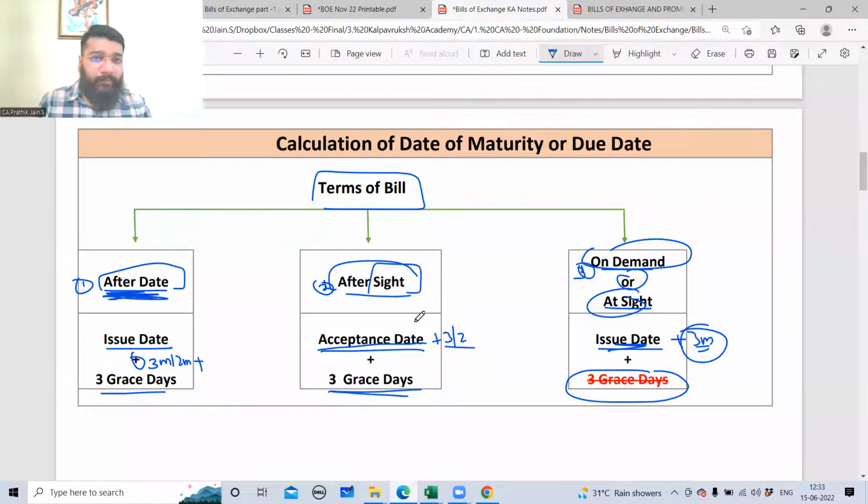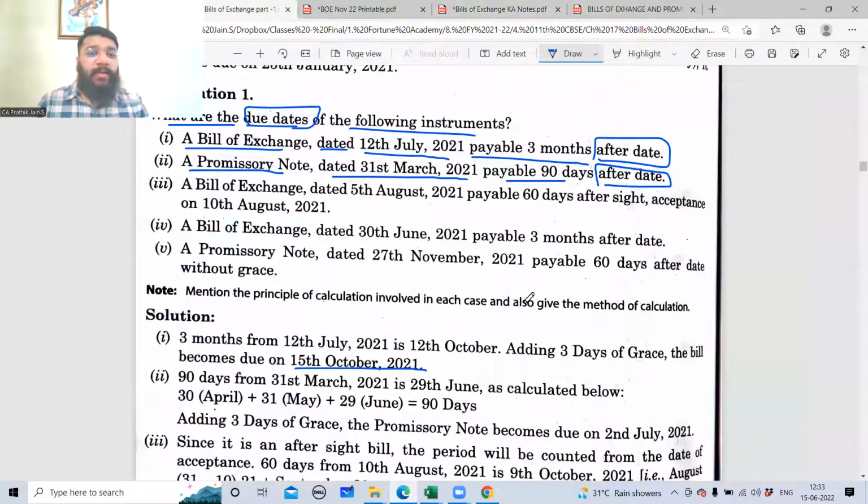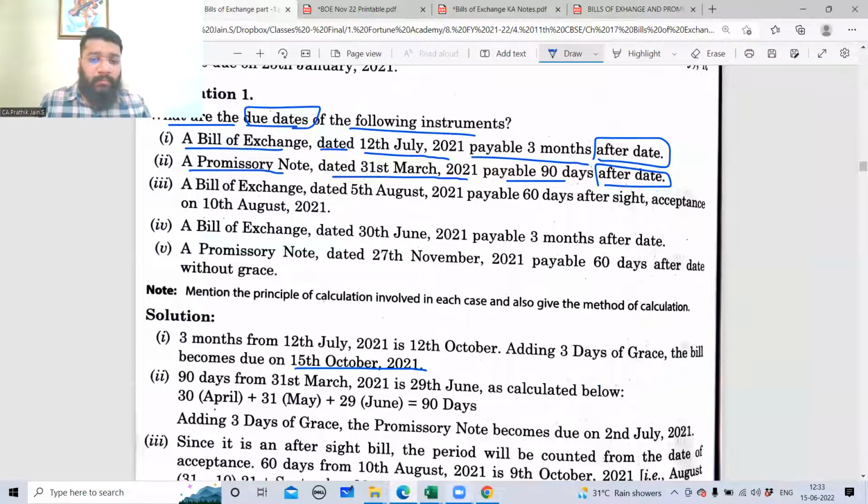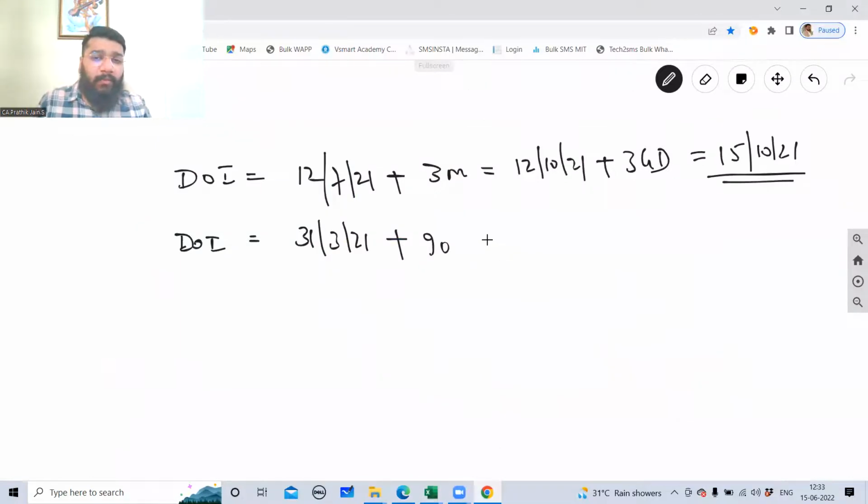After date. So what is the date, guys? 31st March 21. So date of issue is 31st March 21 plus 90 days. So please calculate, tell me what date you're getting. After 31/3, next month is April. So April, how many days? 30 days. May, how many days? Sorry, May is 31 days. June, how many days? June, 30 days is there.